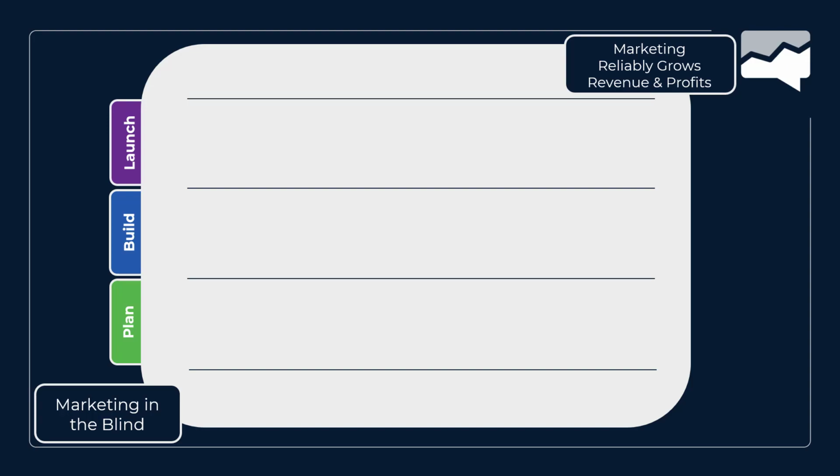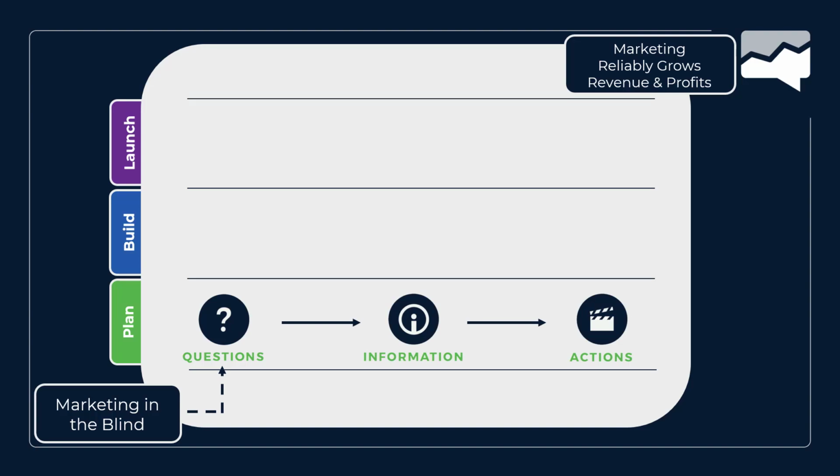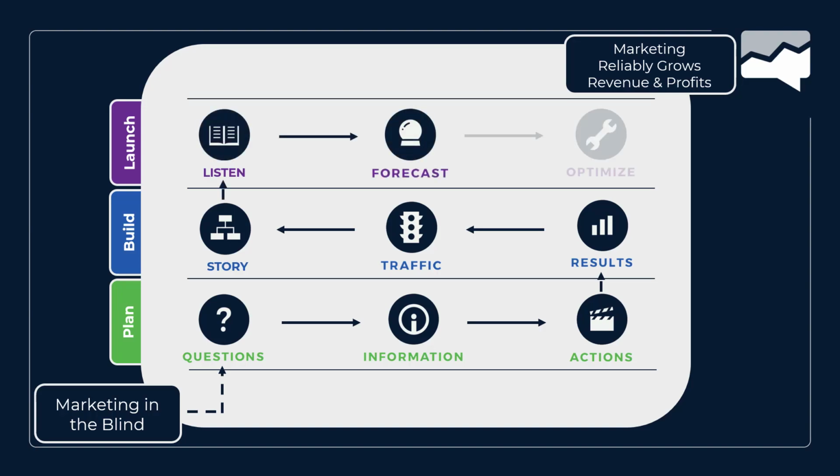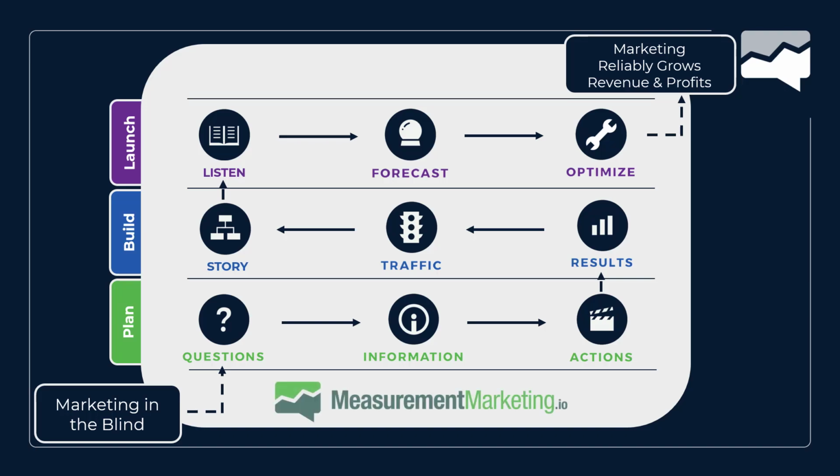The first step is plan, where you go through questions, information, and action. Then you go to build with results, traffic, and story. Then you have your launch, where you listen, forecast, and optimize. Again, this is a 40,000 foot view of the measurement marketing framework. If you want to know more about how you can apply this system to your measurement marketing, there's a course that we'll talk about in a moment.